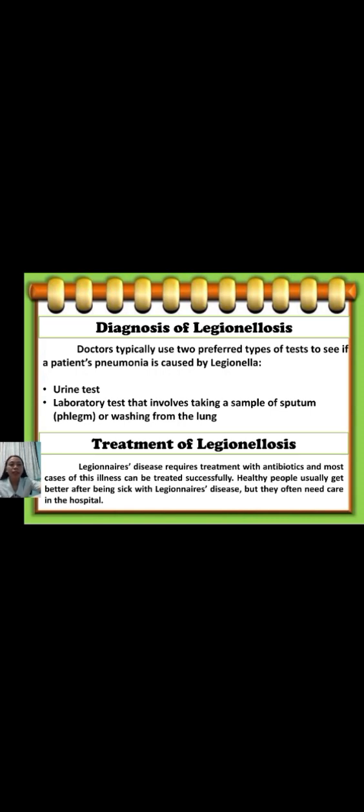So now let's proceed to the diagnosis. Doctors typically use two preferred types of tests to see if the patient's pneumonia is caused by Legionella. First, the urine test, and second, a laboratory test that involves taking a sample of sputum or a washing from the lung. People with this disease have a serious type of pneumonia, a lung infection, which can be confirmed by a chest x-ray by the doctor.